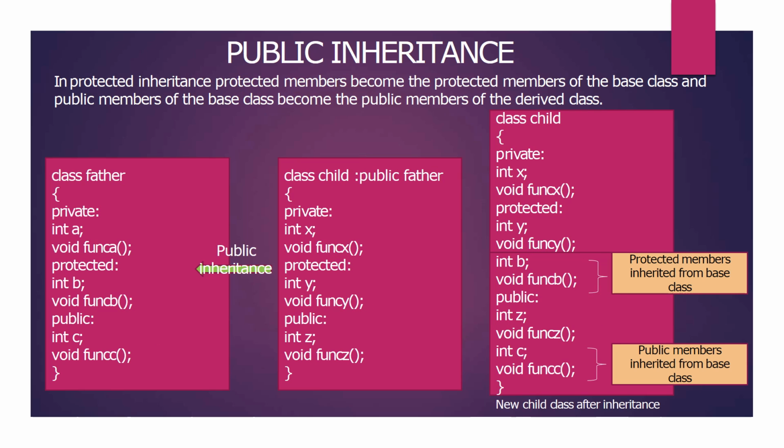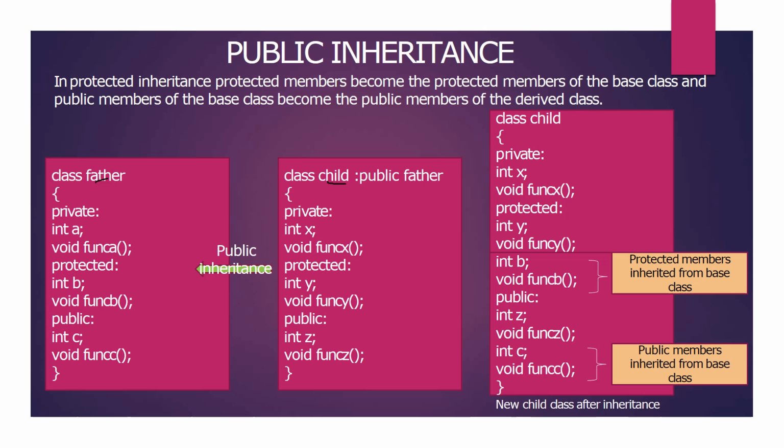The same example I have taken for public inheritance too, where we have the same thing: father is the base class and child is the derived class. Now we will discuss which functions are under public. In public inheritance, the protected members become protected members of the derived class, and the public members of the base class become public members of the derived class.